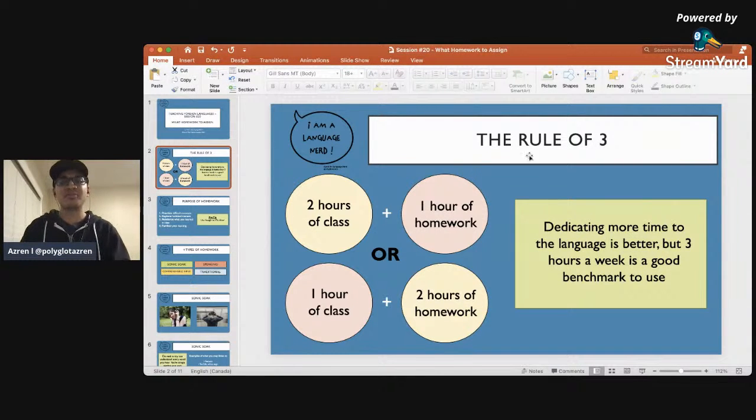So if you have a weekly class or something like that, what kinds of things should you do? I've put together a little bit of a rule of three here. If you're taking 2 hours of class a week, you should probably do about 1 hour of homework per week. Or if you're doing about an hour of class a week, you should do about 2 hours of homework. So you're just trying to create about 3 hours a week of time going into the target language. If you can do more, that's fantastic, and that's probably better. The more time you put into it, the more you'll learn, the faster you'll learn, and overall, the better it will be. But I think 3 hours a week is definitely a very, very good benchmark.